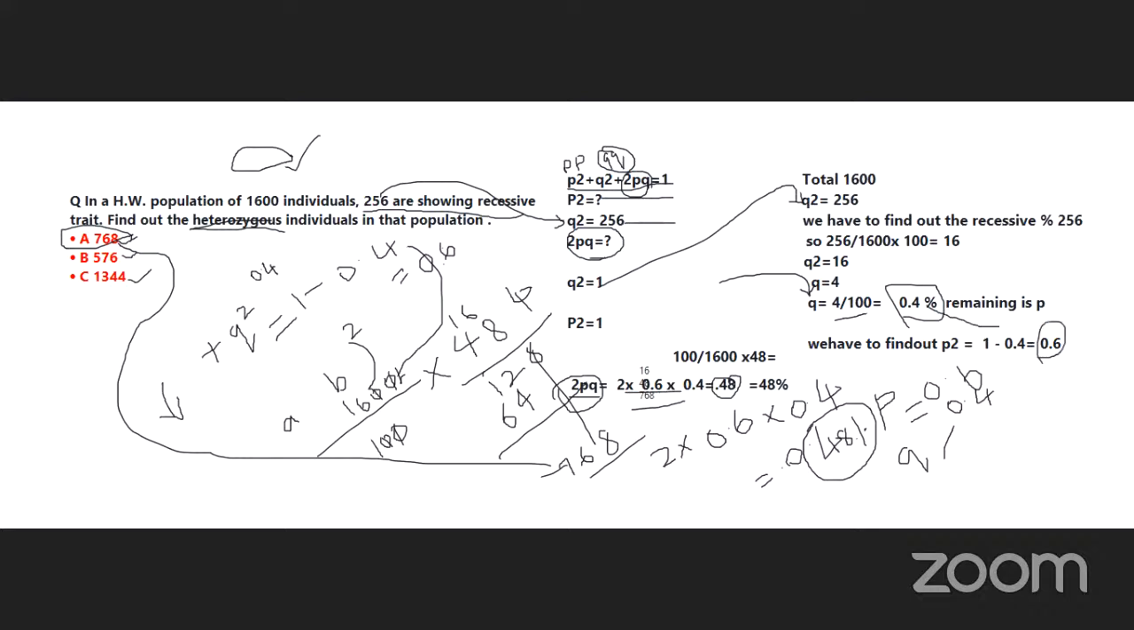This is the Q value, isn't it? So now we can calculate. P value we know, and Q value is also already calculated. So you have to multiply with 2PQ. Find out the 2PQ value. See here, 2, the P value and the Q value, so we'll get 48. How many individuals is this 48 percent of 1600? This is the result we will obtain. This is the correct answer.